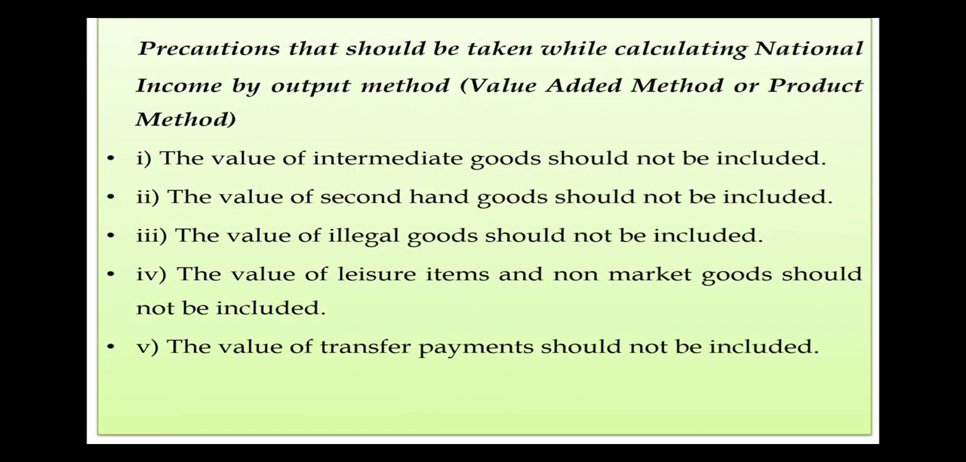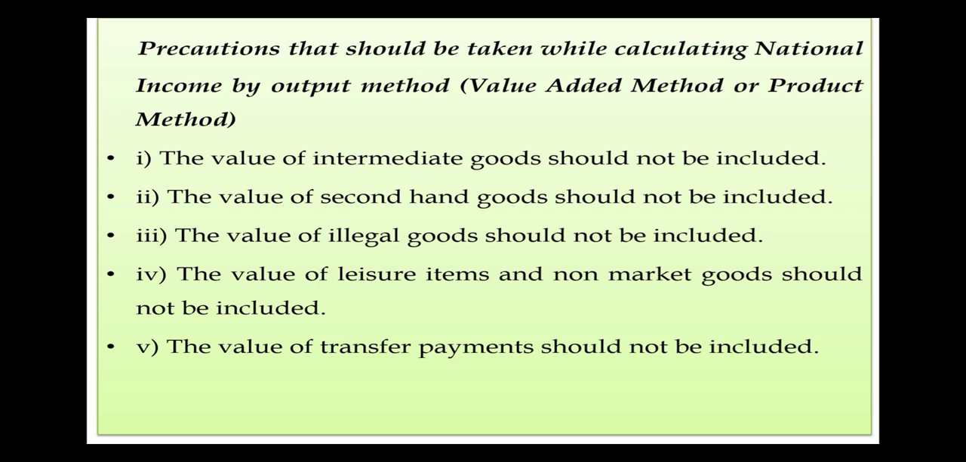Next we will take some precautions while estimating the value added method. The value of intermediate goods should not be included in the national income or in the calculation of GDP. We will not add the cost of intermediate goods. The value of second hand goods should not be included because already one time we have included it. The value of illegal activity should not be included. The value of leisure items and non-market goods should not be included.